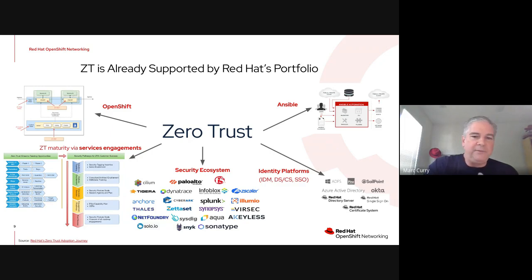We have identity platforms, varieties that we support. There's an entire security ecosystem of third-party partners that we work with, and all of their functionality comes into play on an on-demand sort of basis. We obviously have some rather mature service engagements for Zero Trust. So there's a lot of different Zero Trust capability that already exists. What I'm talking about is just one more layer of it, and that's applying it to the networking of OpenShift.